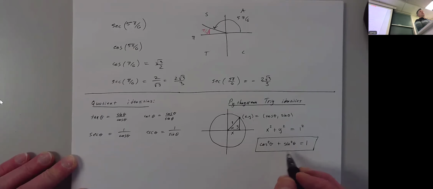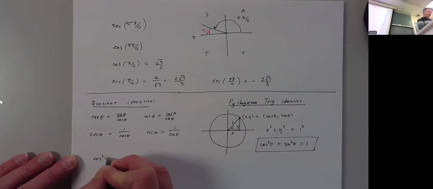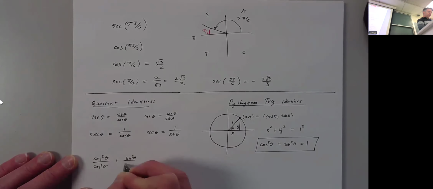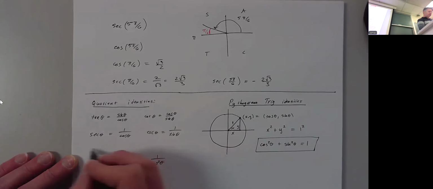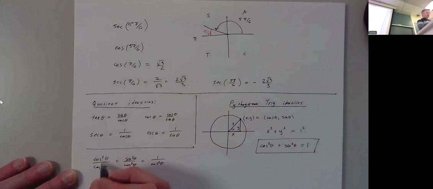And then there's two other versions of this formula you can get by dividing the whole thing by either sine squared or cosine squared. So if we divide everything by cosine squared, I get cosine squared theta over cosine squared theta plus sine squared theta over cosine squared theta equal to 1 over cosine squared theta. We're going to simplify this. Cosine squared divided by cosine squared is 1. Sine divided by cosine is tangent, so sine squared theta divided by cosine squared theta is tangent squared theta. And 1 divided by cosine squared theta is secant squared theta.